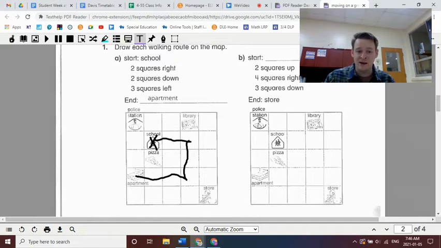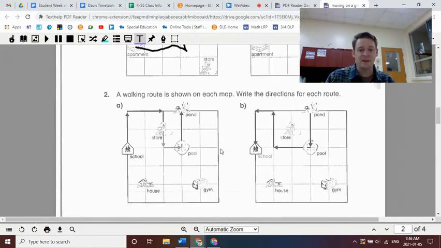And you're going to do that for the next one as well. Here it tells you the end. You've got to figure out the start. Oh, I like this question. So you might have to work backwards. I like that. Thinking.